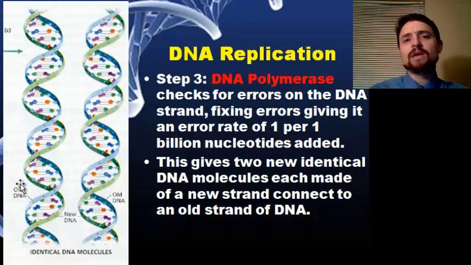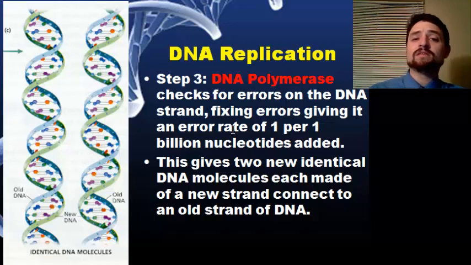The third step is DNA polymerase will be able to go back and proofread the DNA. So DNA polymerase will proofread the DNA, and it will check for any kind of error in the chain. And if it sees an error, it will take that error and fix it. And because of this, DNA polymerase has an error rate of only about 1 in 1 billion nucleotides that it adds. So the error rate is very, very small.